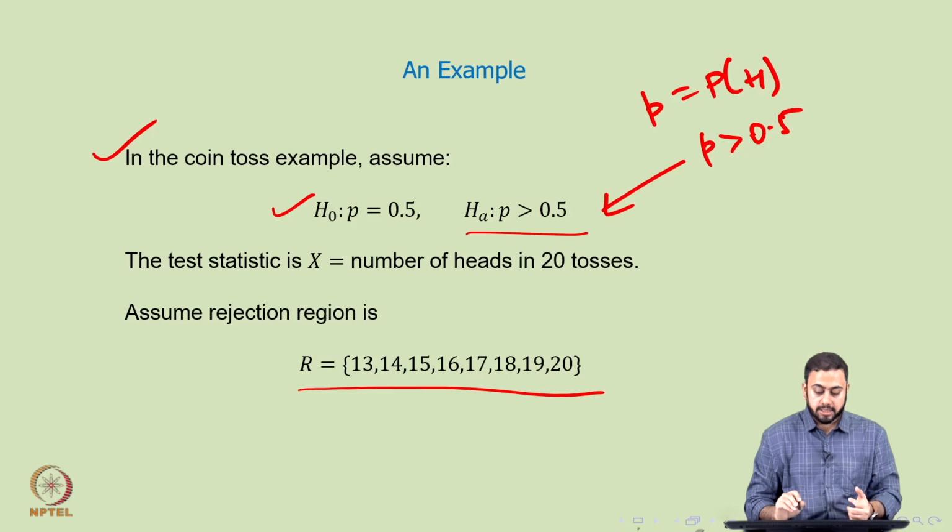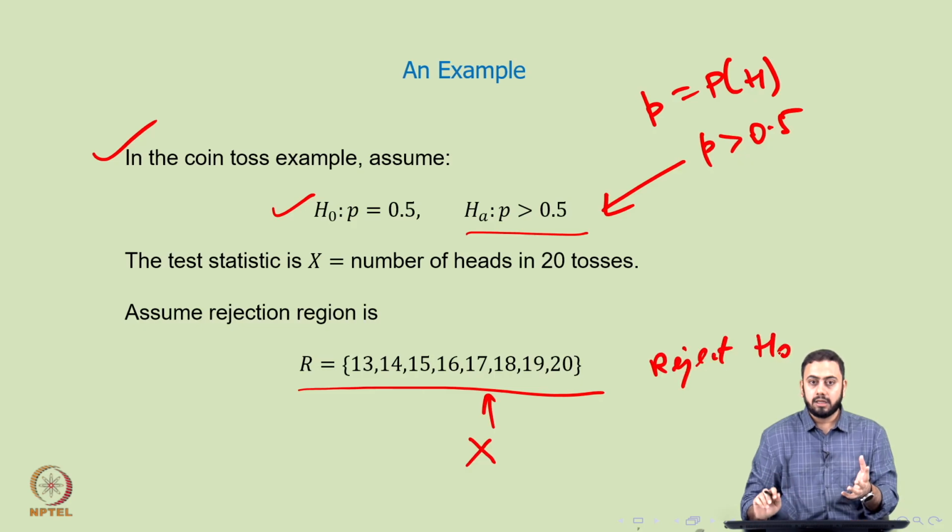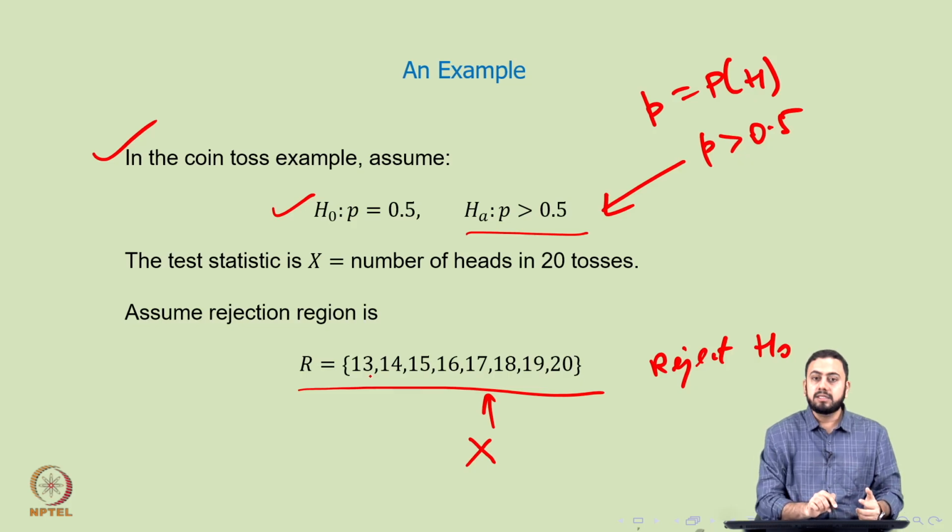Rejection region means that if my x takes any of the values in this set, I will reject my null. Remember, the rejection region is that set which amounts to rejecting the null hypothesis. So, you conduct the experiment, you toss the coin 20 times, and if you find that the number of heads is at least 13 as per the rejection region, then you reject the null. And rejecting the null in this case means that the coin is indeed biased towards heads.